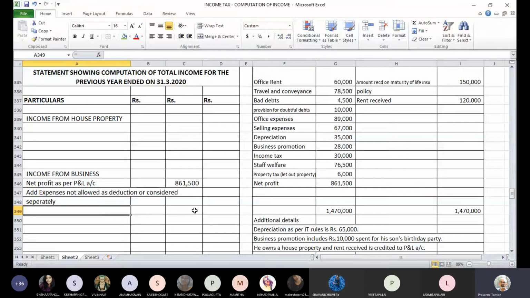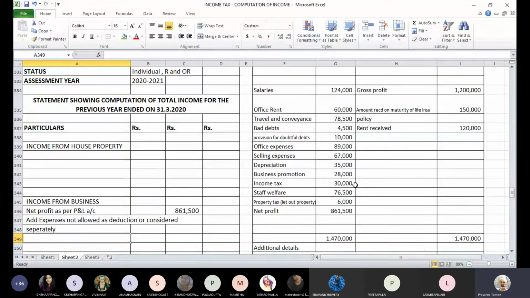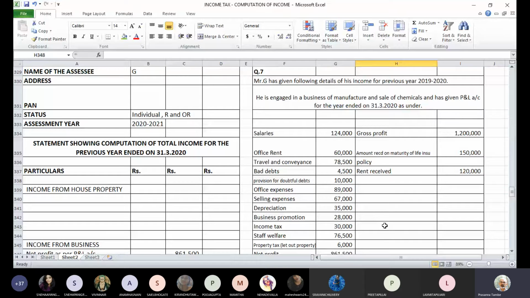Now, how do we do this? We will start with the debit side of the P&L account, and then every item we will discuss, see whether there is any disallowance. If there is a disallowance, we will add that item here. That is the standard process that we are going to follow. So let's start with the P&L account.